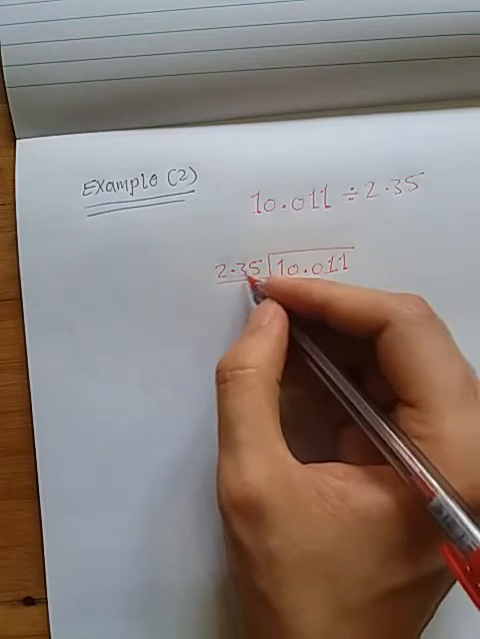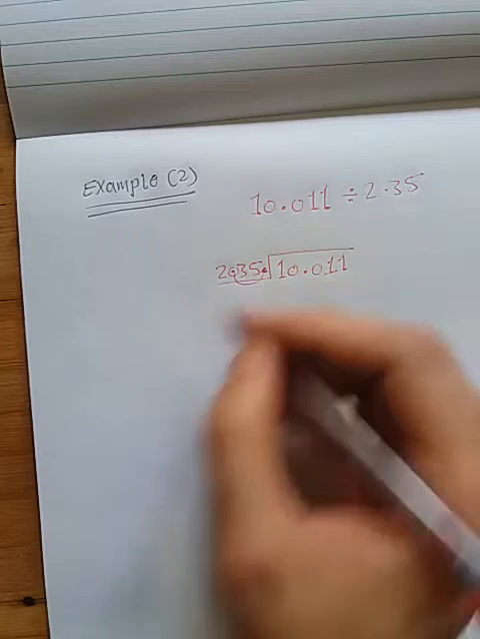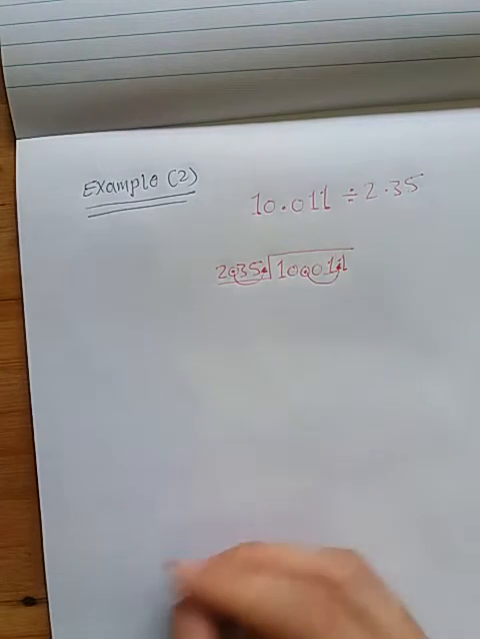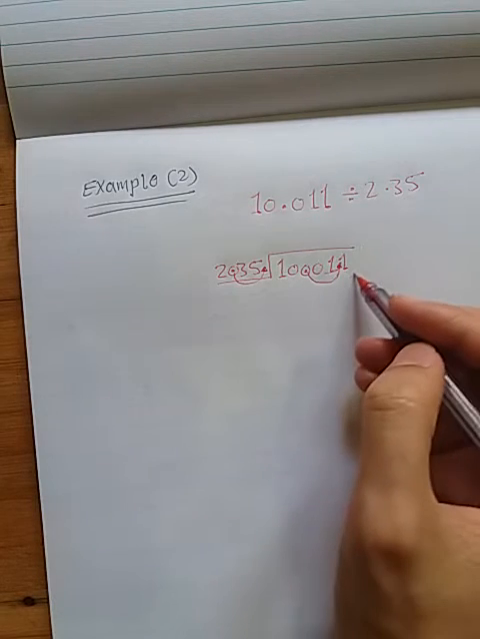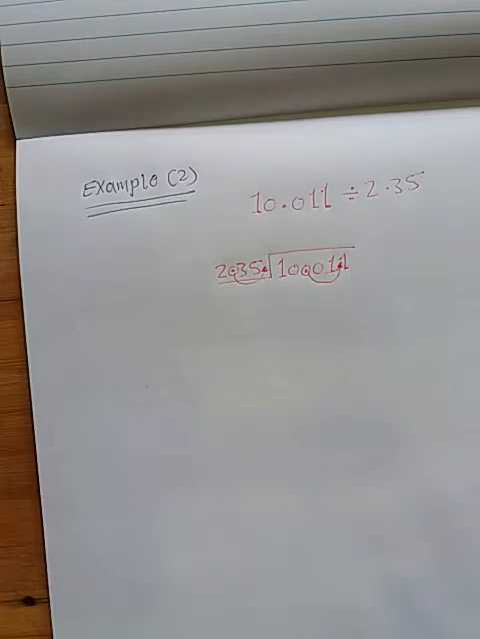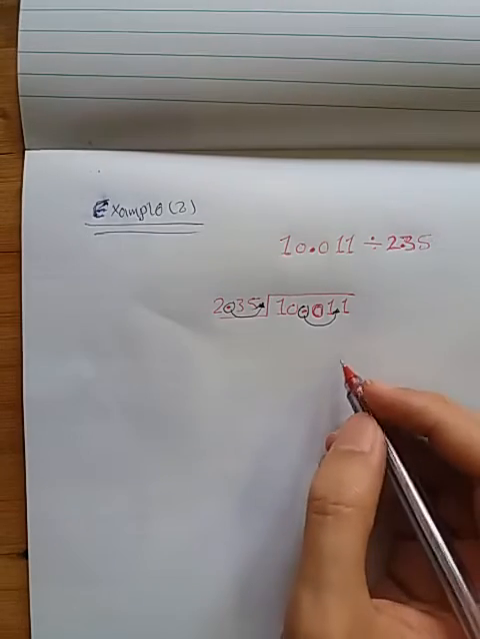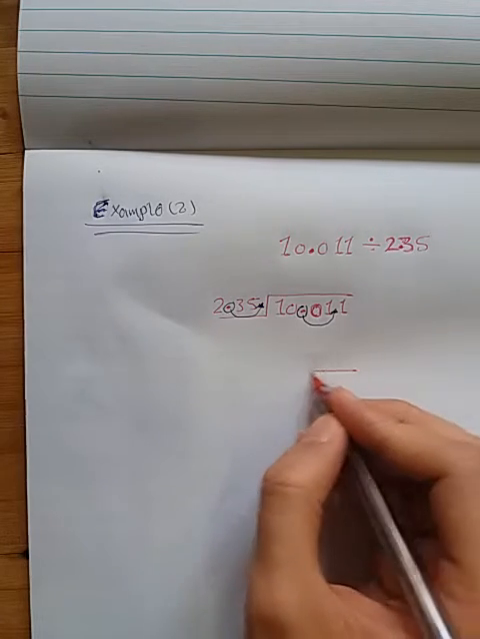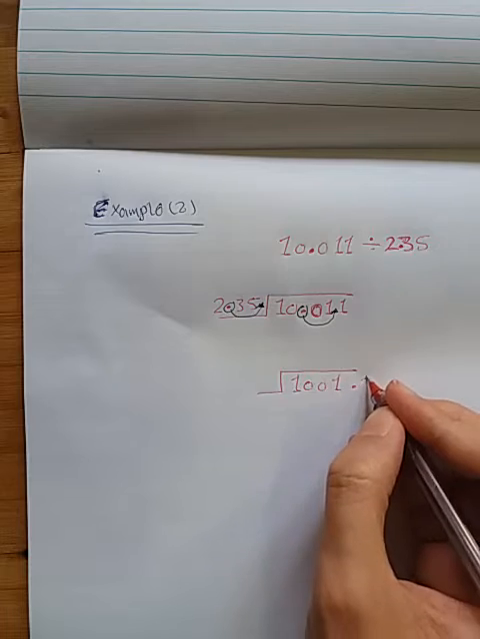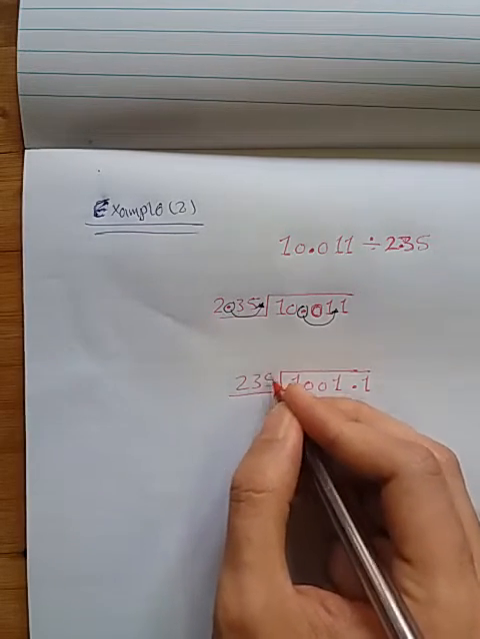Now, as we can see, we have 2 decimal places, so we will move the decimal point 2 places in our divisor, 2 places in our dividend. We do not move it here, 2 places here and 2 places here. Now, our division will become 1001.1 divided by 235.